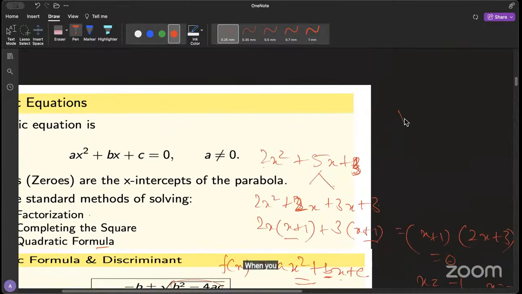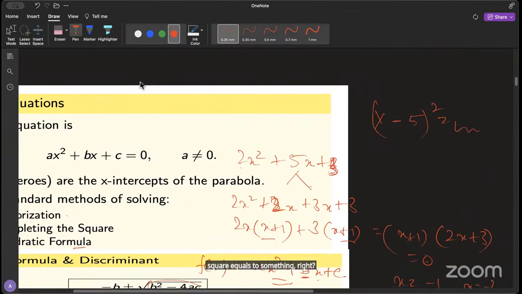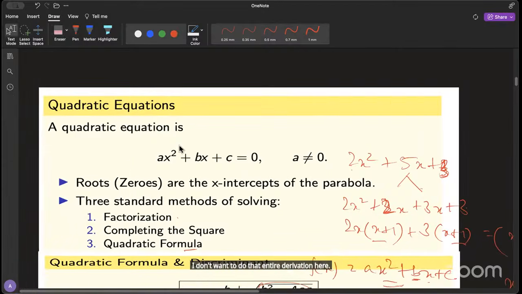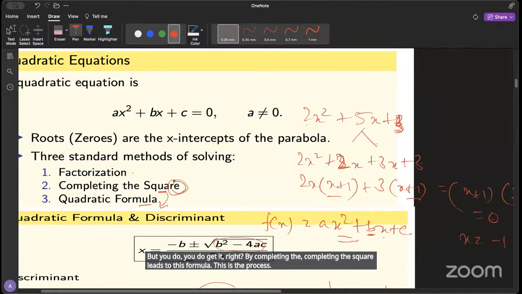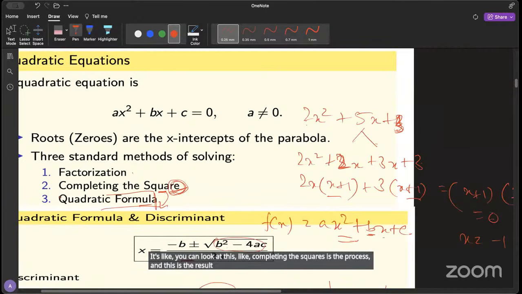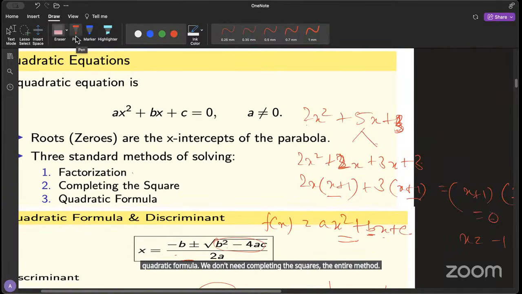When you do the entire thing and then solve for x after completing the square, let's say you got x minus 5 square equals something, right? But I don't want to do that entire derivation here. Okay. But you do get it, right? Completing the square leads to this formula. You can look at it like this: completing the squares is the process, and this is the result that you get. So for the solutions, you only need the quadratic formula. We don't need the entire completing the squares method. But you should know how completing the squares is performed.